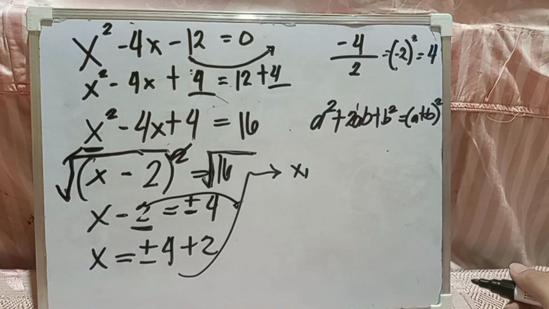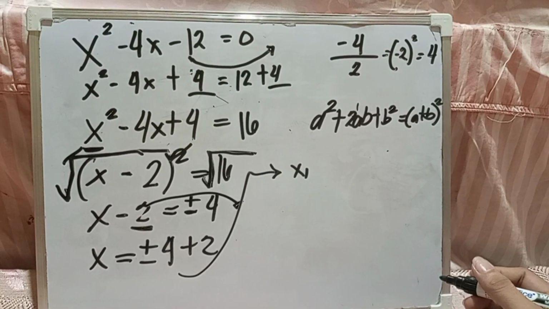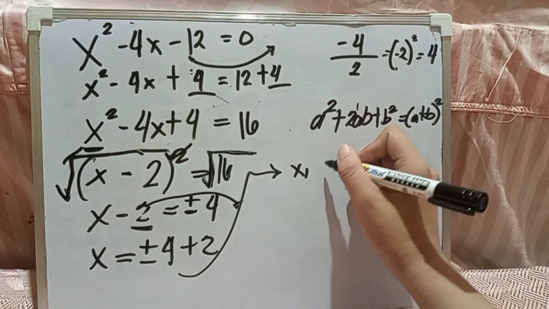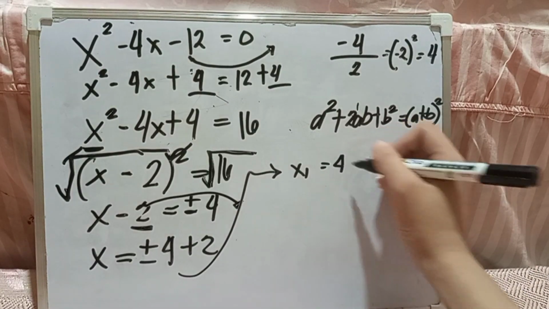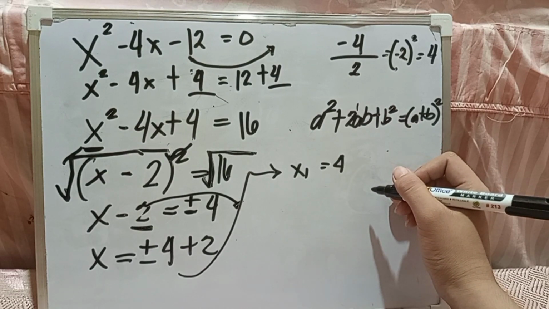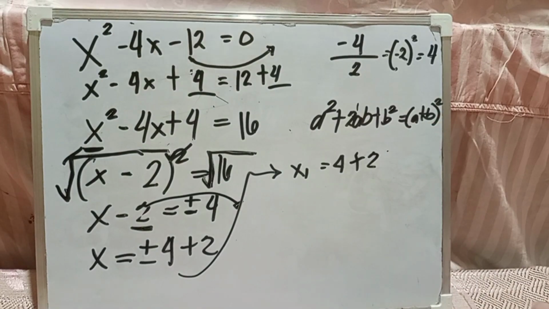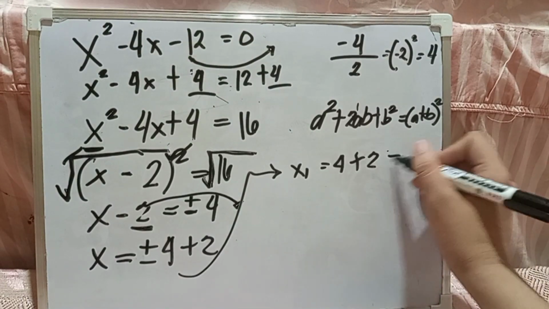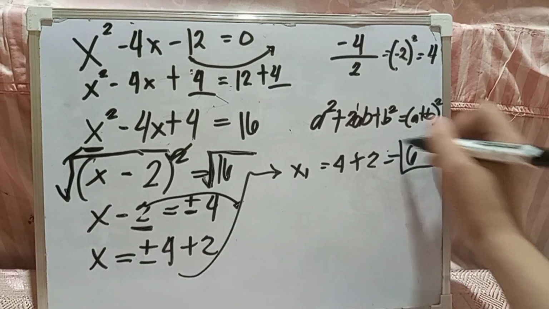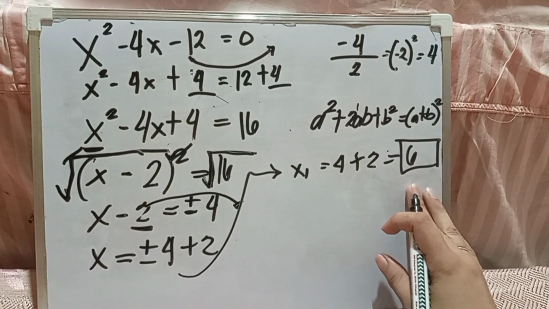For x sub 1, our first value, we will use the positive 4. So we have 4 plus 2. Therefore, x sub 1 is equal to 6. This is our x sub 1.